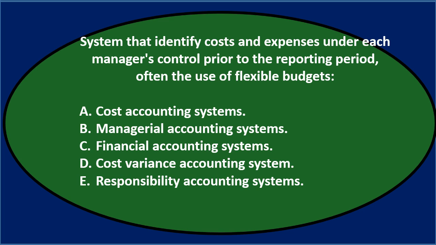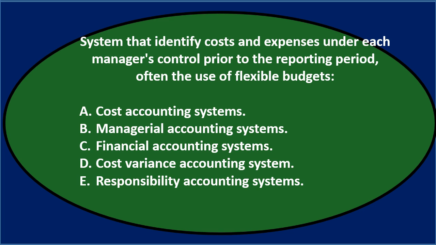Next question, system that identifies costs and expenses under each manager's control prior to the reporting period, often the use of flexible budgets: A, cost accounting system, B, managerial accounting system, C, financial accounting system, D, cost variance accounting system, or E, a responsibility accounting system. Let's go through this again using the process of elimination.